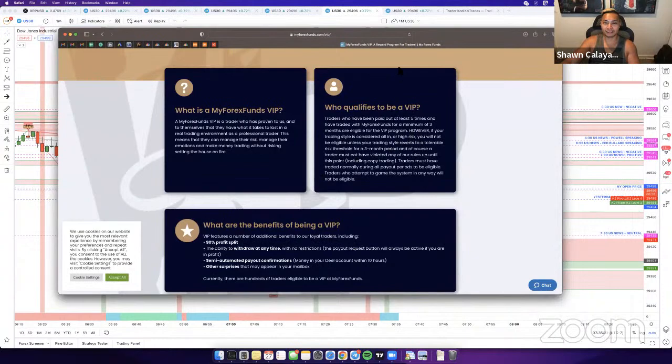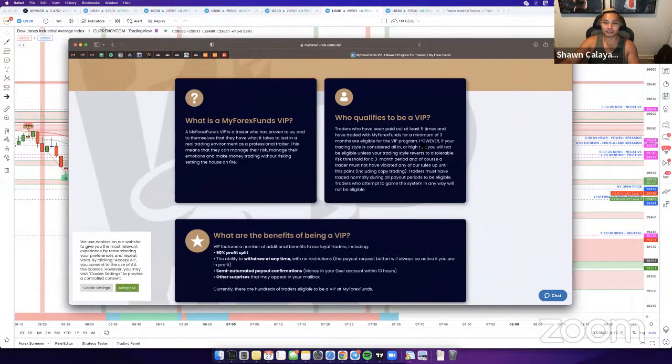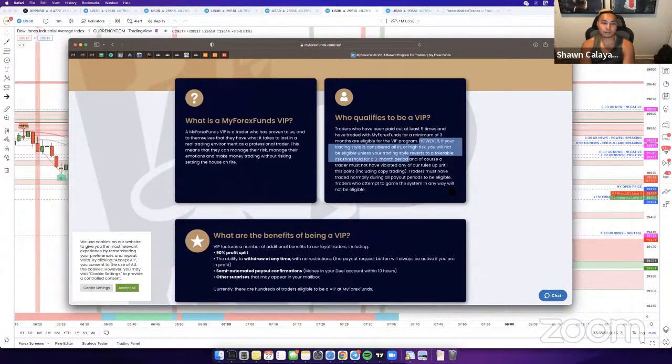Yeah, so here's the thing. The problem with this here is that you've got to read the fine print, right? It says, however, if your trading style is considered all in or high risk, you will not be eligible unless your style reverts to a tolerable risk threshold for a 3-month period. So I don't know if the criteria will be met, right? Because we're scalping. Scalping is considered high risk by a lot of people that don't understand it. Also because of our risk to reward. So I don't know. I'll try it out.